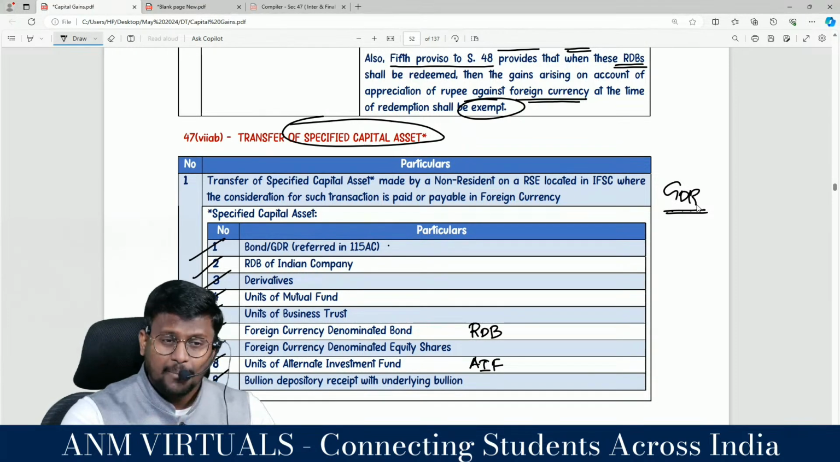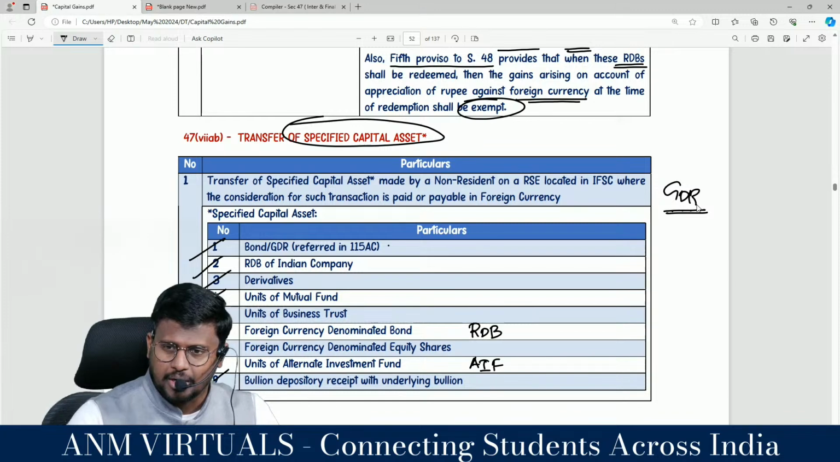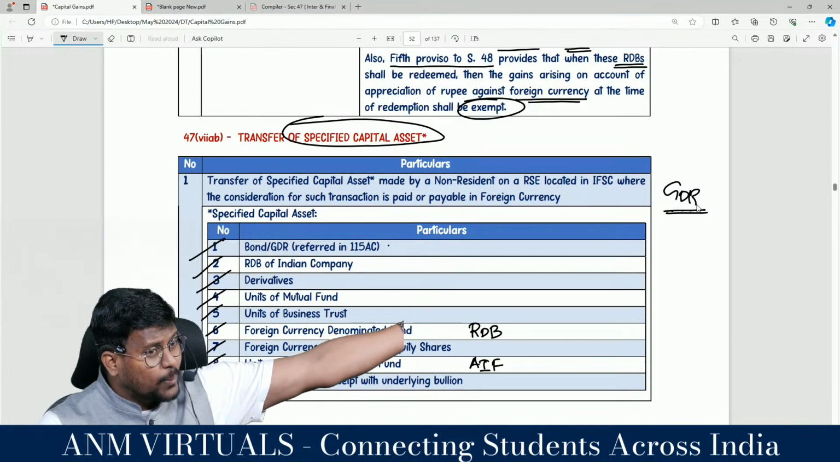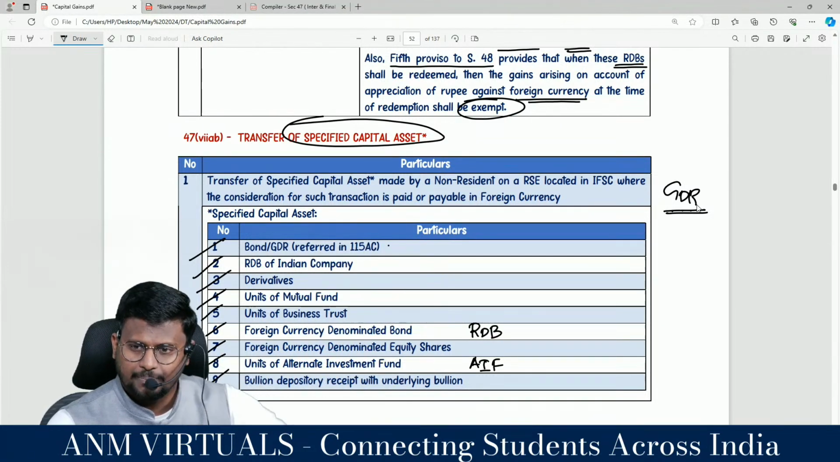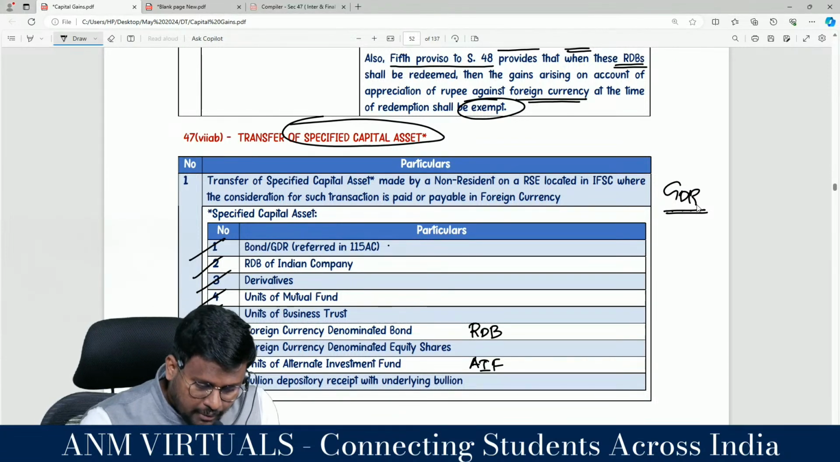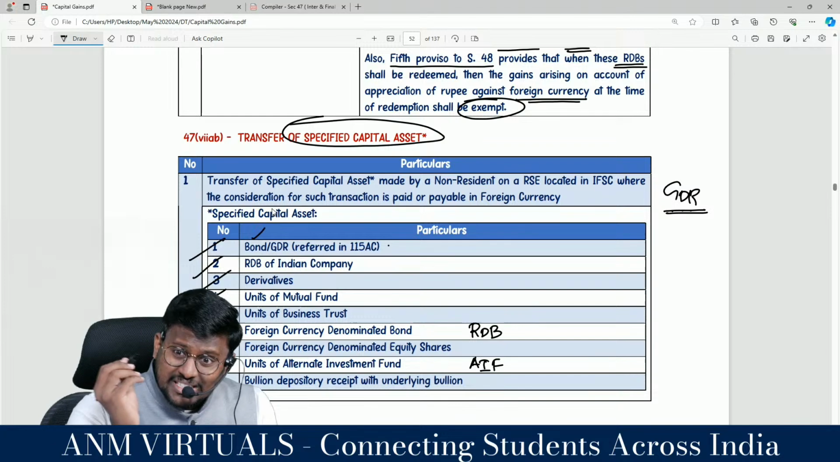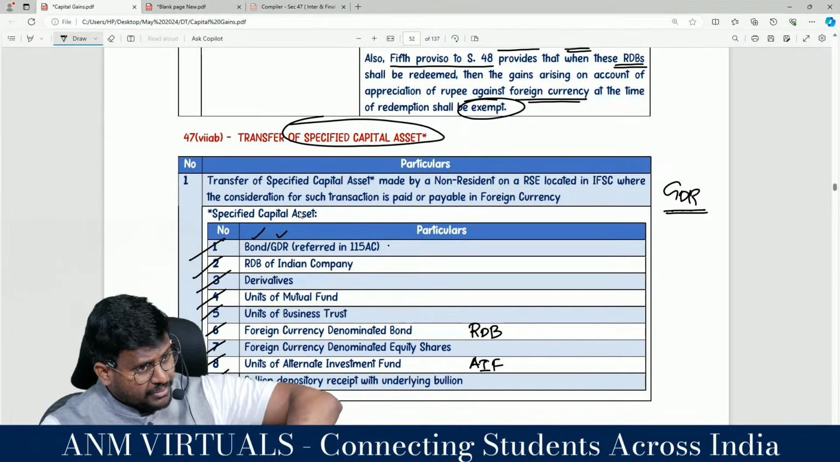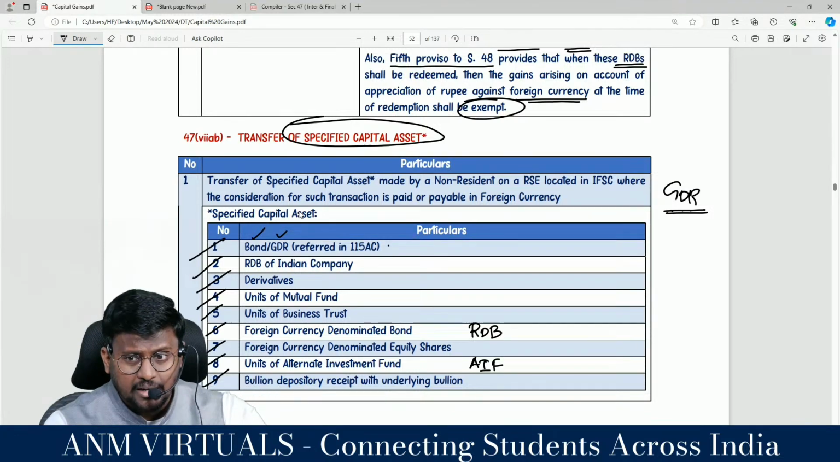We know that the capital employed of a company consists of debt and equity. So a non-resident may be interested to invest in both, debt or equity. If he has invested in debt, we will give a bond. If he has invested in equity, we will give a GDR. So bond represents debt and GDR represents equity.